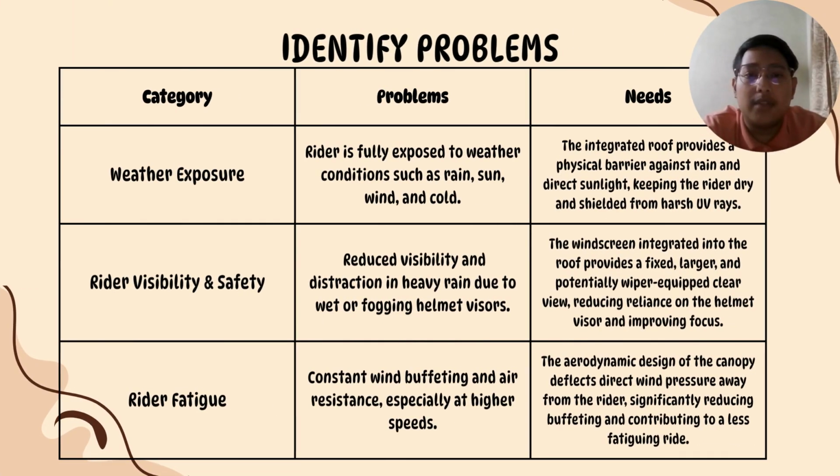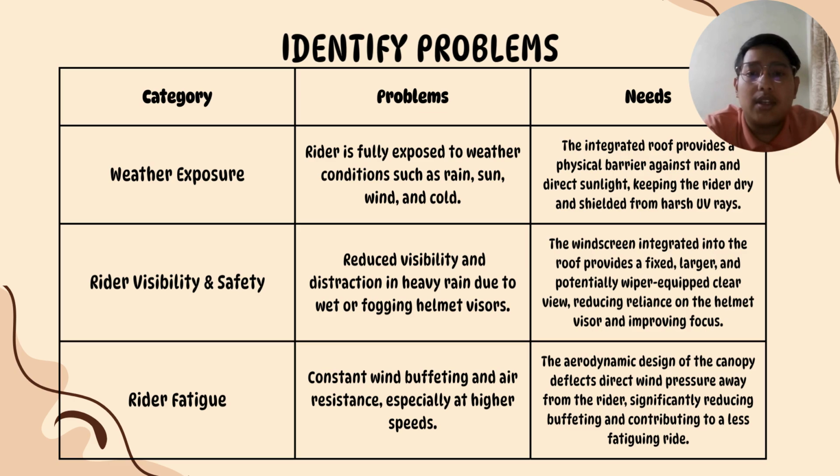Hello, my name is EUSOFF ISKANDAR. To identify problems, we have three categories. The first one is weather exposure. The problem is the rider is fully exposed to weather conditions such as rain, sun, wind, and cold. The need is an integrated roof that provides a physical barrier against rain and direct sunlight to keep the rider dry and shielded from harsh UV rays.